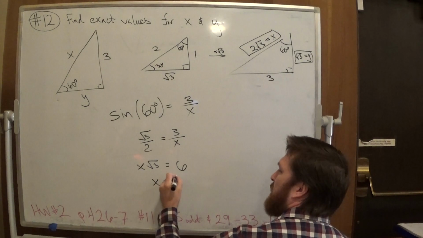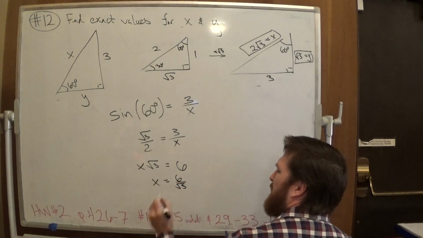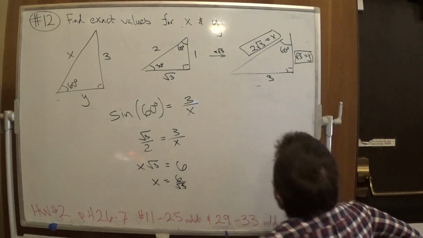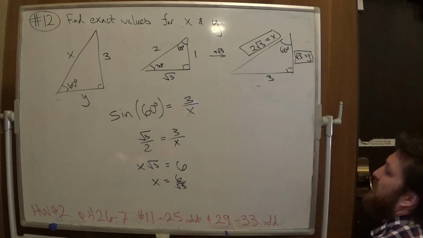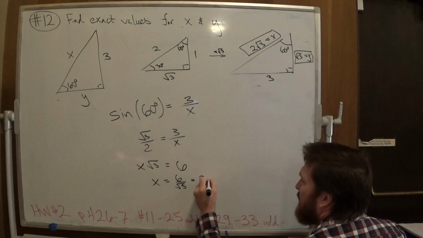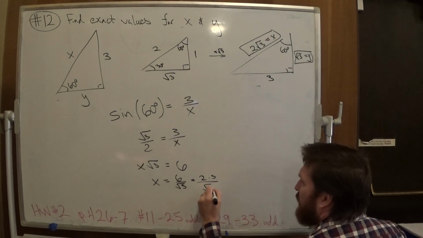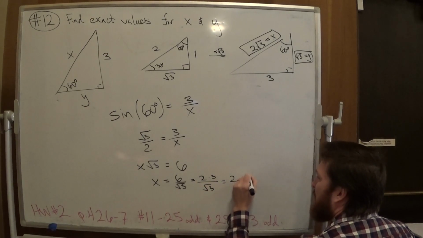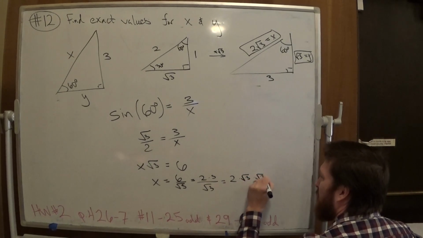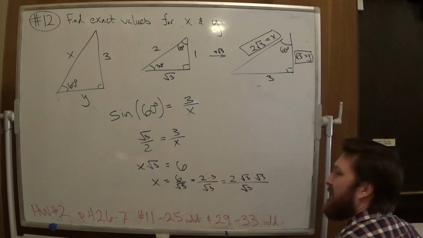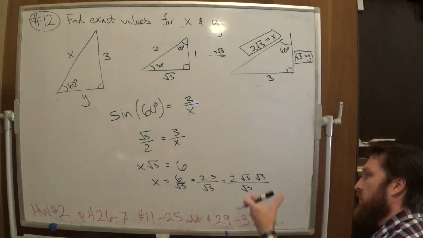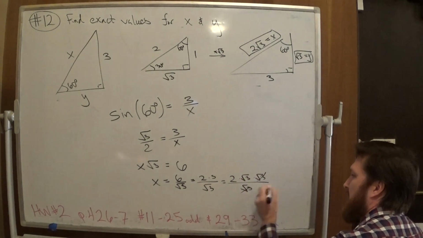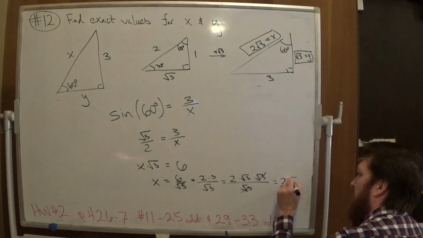And so x is equal to 6 over root 3. And you might say, wait a second. X is supposed to be equal to 2 root 3. Well, it turns out that this is the same thing as 2 times 3 over root 3, which is equal to 2 times root 3 times root 3 over root 3. Everybody buy that? 6 is 2 times 3. 3 is root 3 times root 3. These guys cancel. And so now we have that right there.